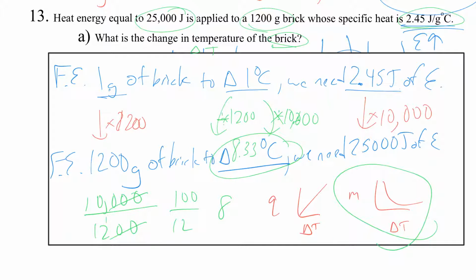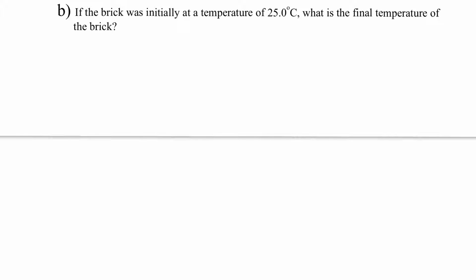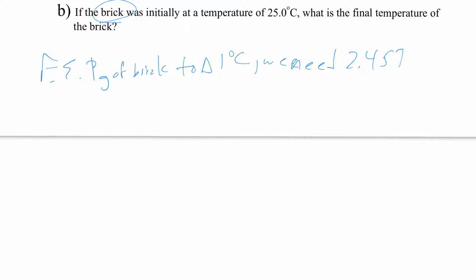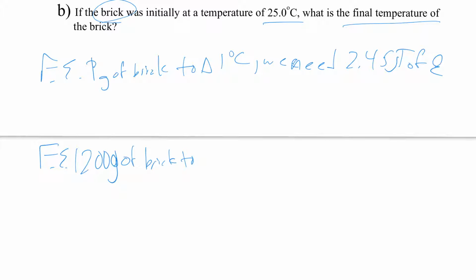8.33 degrees Celsius. And the last part of the problem says, hey, look, if we got a brick, all right, I'm just going to write out that forever statement again before I forget it. For every 1 gram of brick to change 1 degree Celsius, we need 2.45 joules of energy. Okay, and then it goes from 25, and we don't know the final temperature. Uh-oh. Well, we know the brick was 1,200 grams. We're going to assume that it's the same size brick. Oh, I guess we do know the change in temperature. We already did all that.